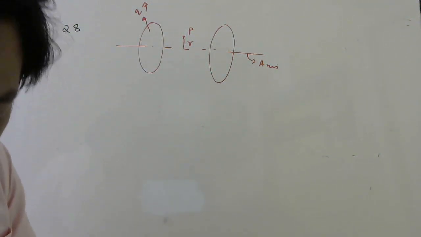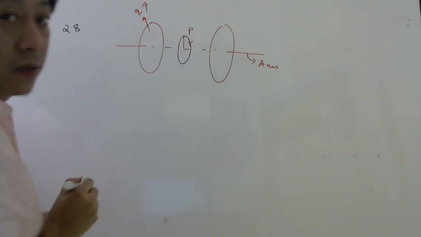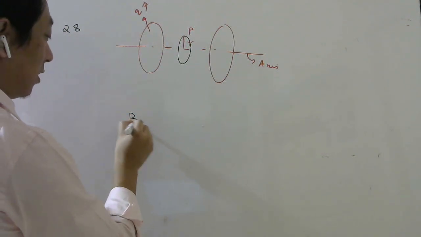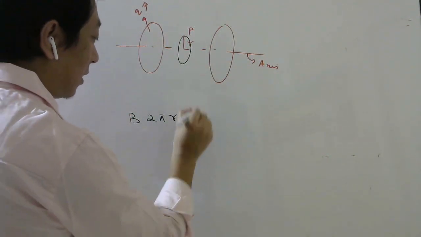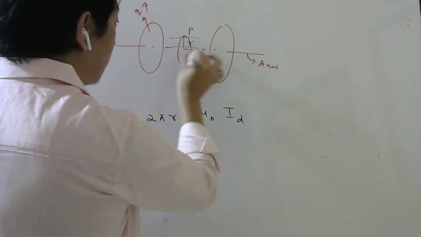So again, same story. First, you construct one Amperian loop. Then apply Ampere circuital law. Left side you know already: B into 2 pi R. Right side will be mu naught into only displacement current here, remember.